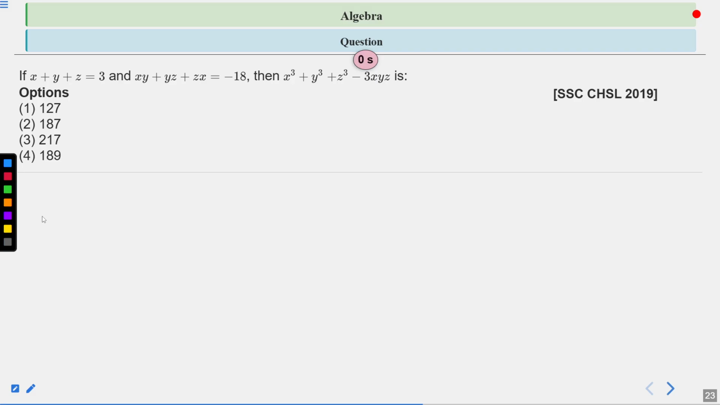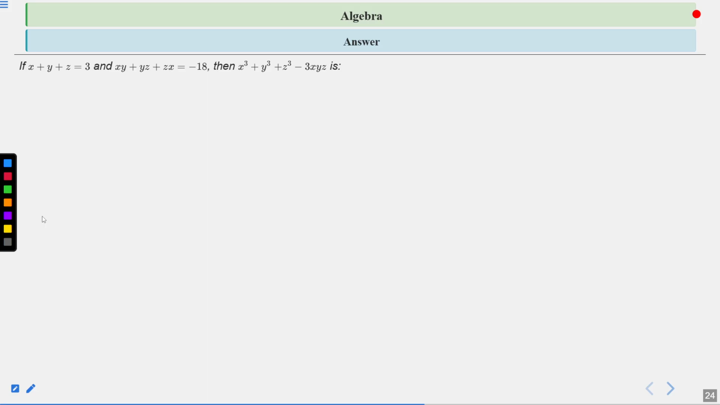Now time's up. Let's see the solution of this question. The question says that x plus y plus z is given, which is 3, and xy plus yz plus xz is given, which is minus 18. We need to calculate x cube plus y cube plus z cube minus 3xyz. So we just use the formula and put in the values, and we get our answer. The correct answer of this question is the fourth one, which is 189.